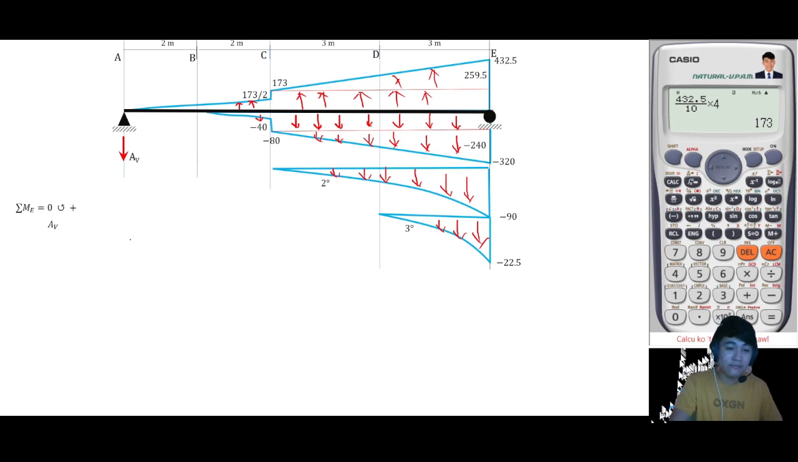Let's sum moment at point B. I think this is point B. Sorry, this is point A.